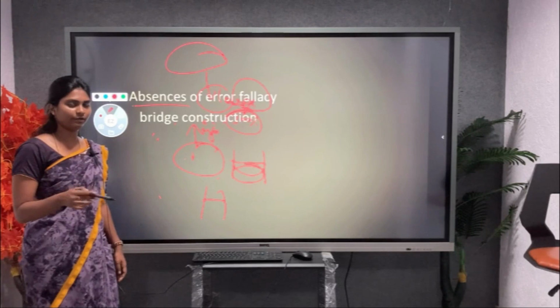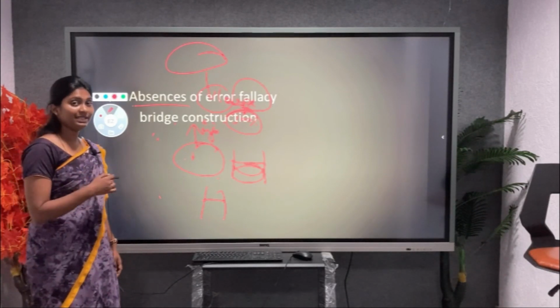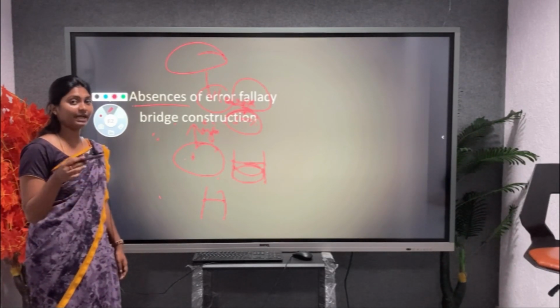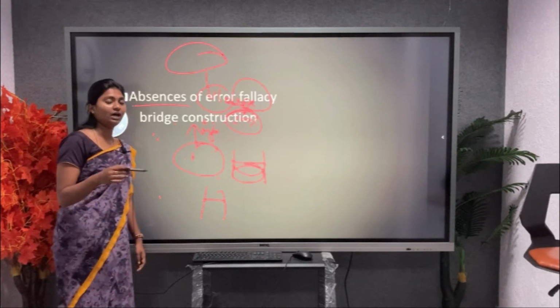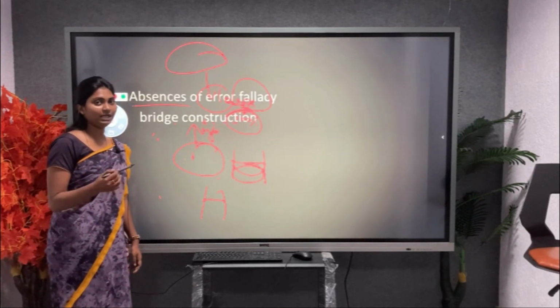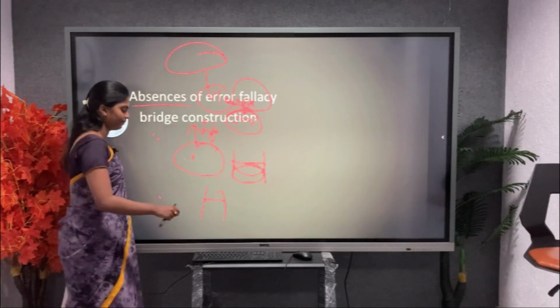We can prevent that type of bug too, but this is a type of bug identified by error fallacy, which may lead to many bugs.